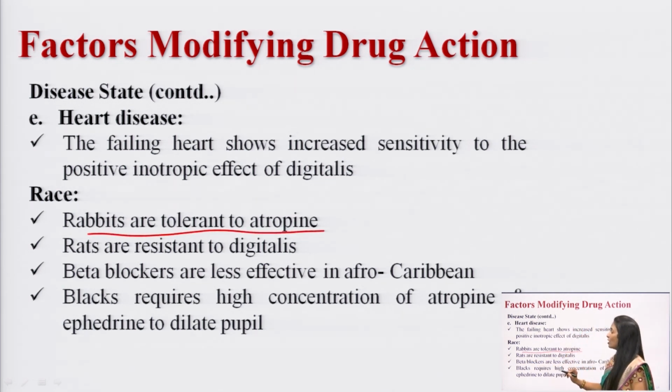The next modifying factor is race, and here there are some examples of what it is going to modify in the drug action. Rabbits can tolerate atropine, rats are resistant to digitalis. Beta blockers are less effective in Caribbeans, right?